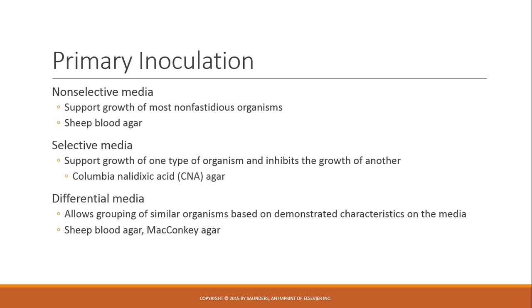Selective media. This is a type of media that will inhibit the growth of one type and allow another type to grow. Differential media allows us to differentiate between similar organisms. So sheep blood agar is not only non-selective, but it's also differential. It allows us to see different hemolysis patterns. Some types of organisms will lyse the red cells in this blood agar, and that helps us determine what type of organism we might be working with. So it allows us to differentiate between similar organisms.